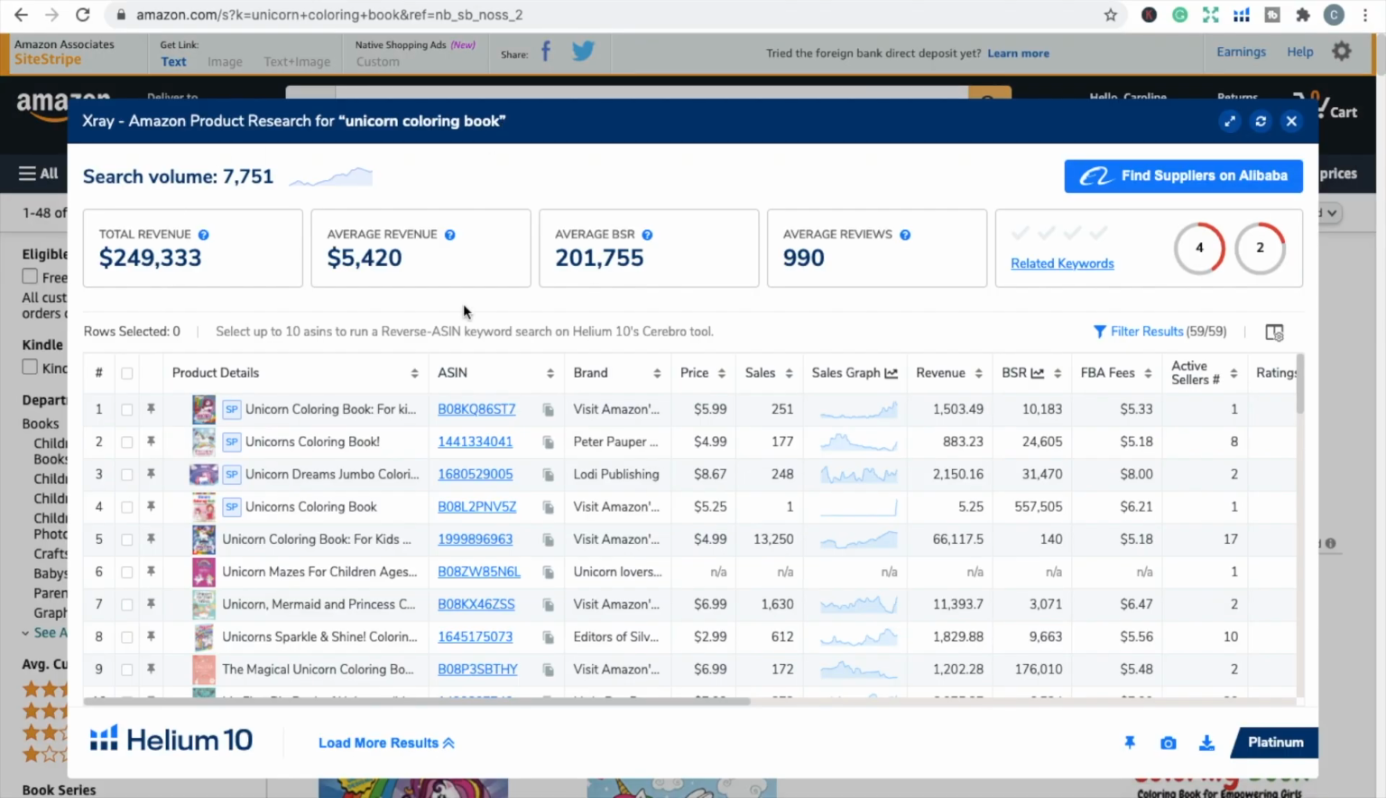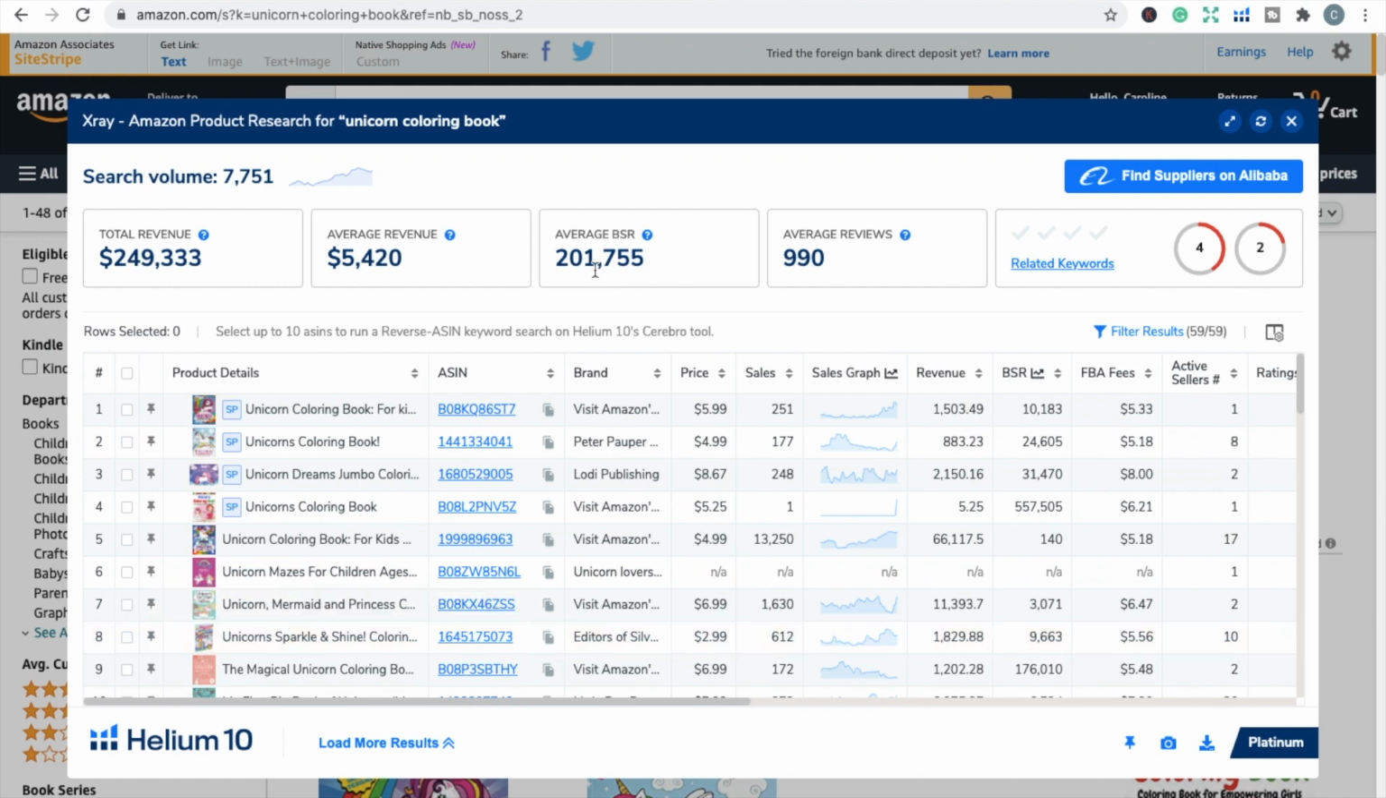There is this information at the top, which is the totals of all the listings on the first page of results. So it's saying that on a monthly basis, the term unicorn coloring book gets searched for 7,751 times, and all these books together are generating around $250,000 in revenue per month. Keep in mind, it doesn't include the results from sponsored listings. So these figures here are all from the organic sales, and SP down here in the results are sponsored product listings. So these are the books that are running ads. Quite often I get asked how to know if a book is running sponsored ads or not, and so this is a really good way to see that.